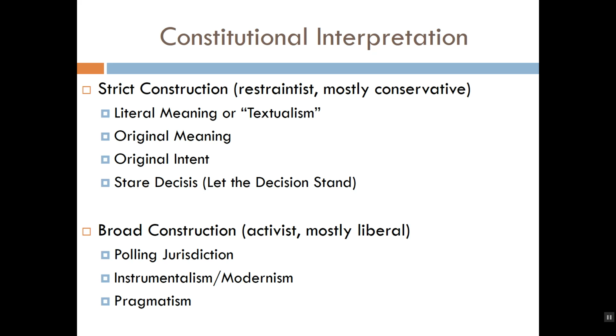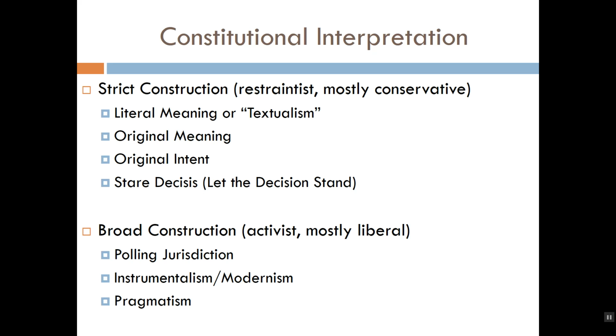In other words, if you take the polling jurisdiction approach, you need to interpret the Constitution in whatever way allows you to uphold laws that have been successful in other parts of the world or across the states, and you need to interpret the Constitution in whatever way allows you to cast down laws that have not been successful across the world or among the states.